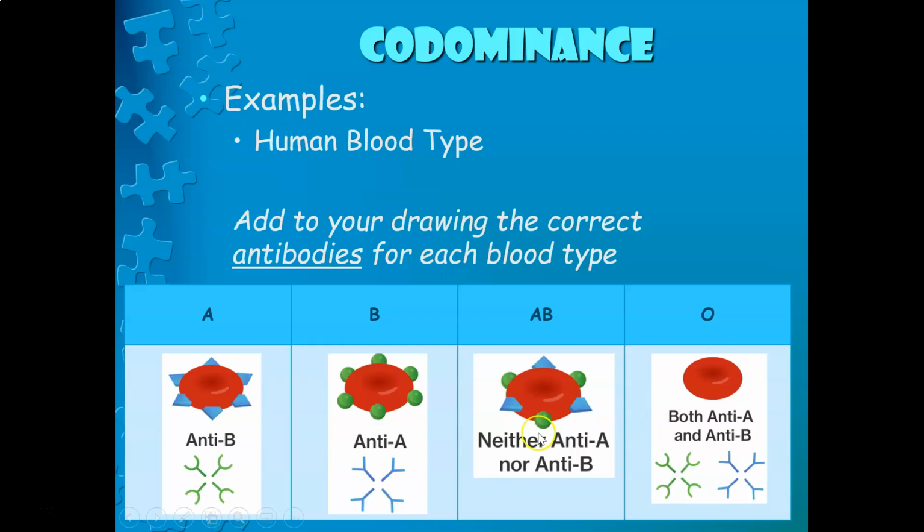So your person who is AB, your sort of co-dominant individual, can't produce either antibody because they would stick to their own red blood cells and cause their blood to clot. If I look at somebody who's type O, because they have no antigens, they actually produce both.